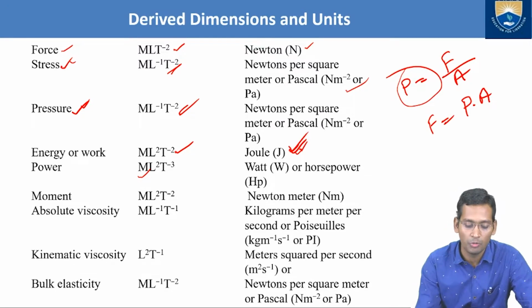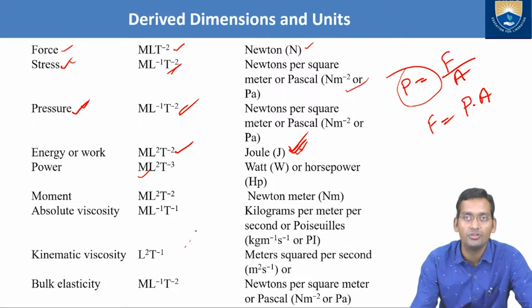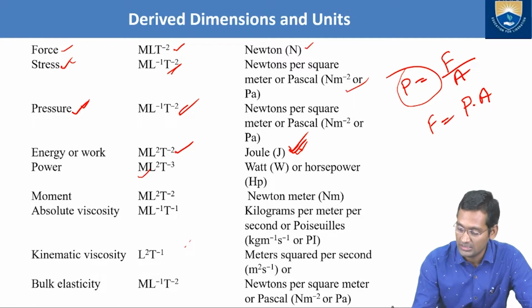Then moment, and absolute viscosity, kinematic viscosity. These are some examples which we will use later. Now how do we get these dimensions? Let's see that one.